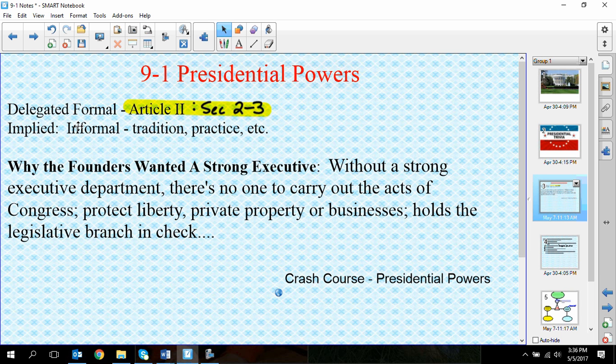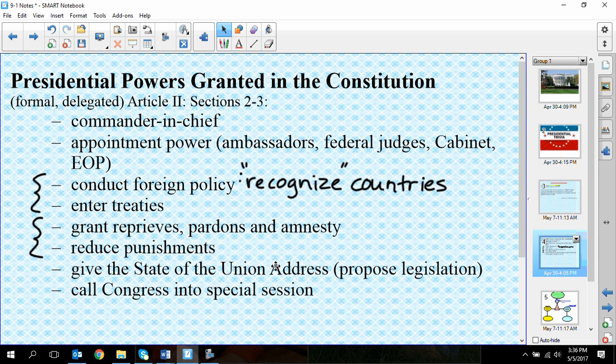Our founding fathers really wanted a strong executive because there's no one to carry out the acts of Congress. It's the president's responsibility to protect liberty and private property and businesses, and it's his responsibility to keep the legislative branch in check. What we're going to do here is look at the actual powers that are granted in the U.S. Constitution. So first of all, his military power is to be commander-in-chief.